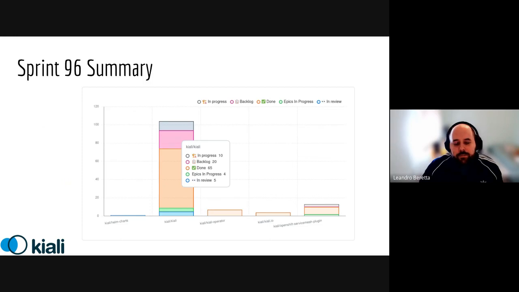Speaking about the summary, this is a chart that shows the issues that we have done for this sprint. We had 65 issues completed, and we had others in progress that will pass to the next sprint. We have some things yet in the backlog, and some epics in progress that we will discuss in some minutes.